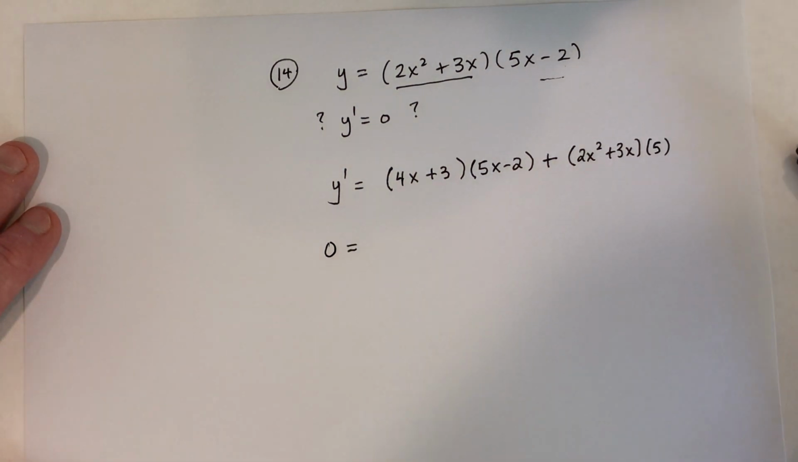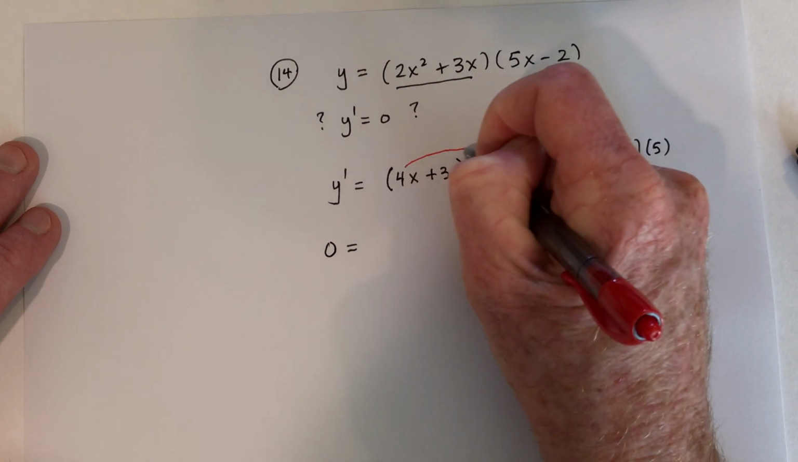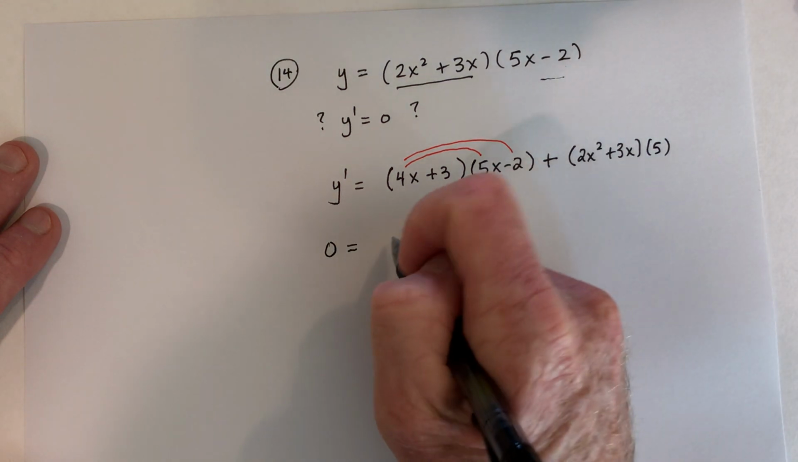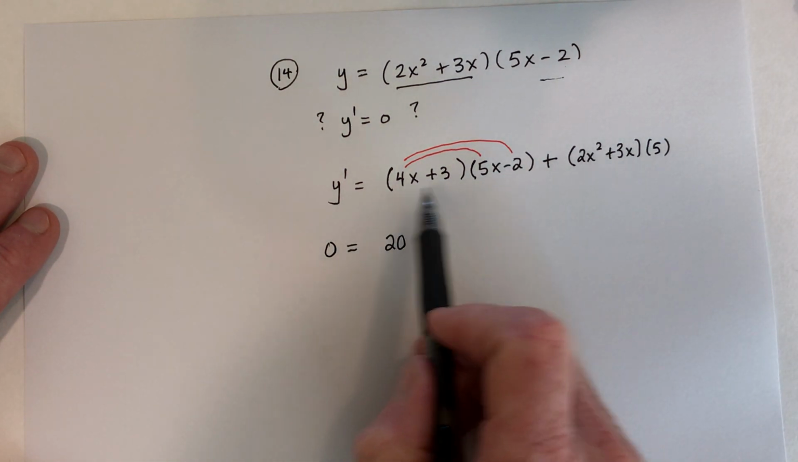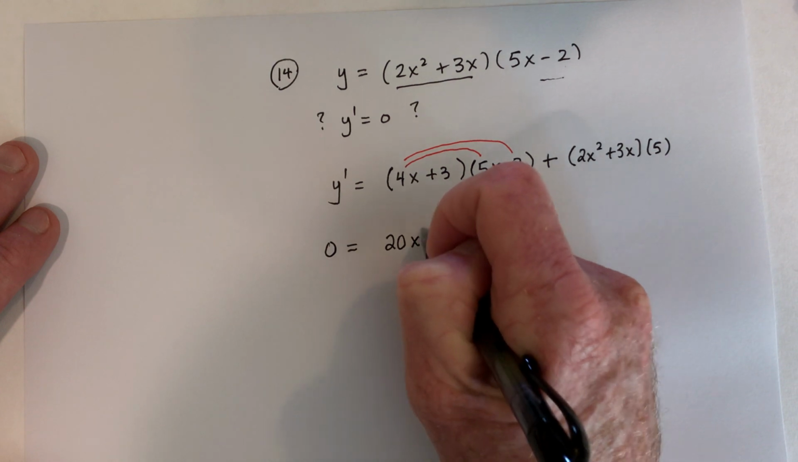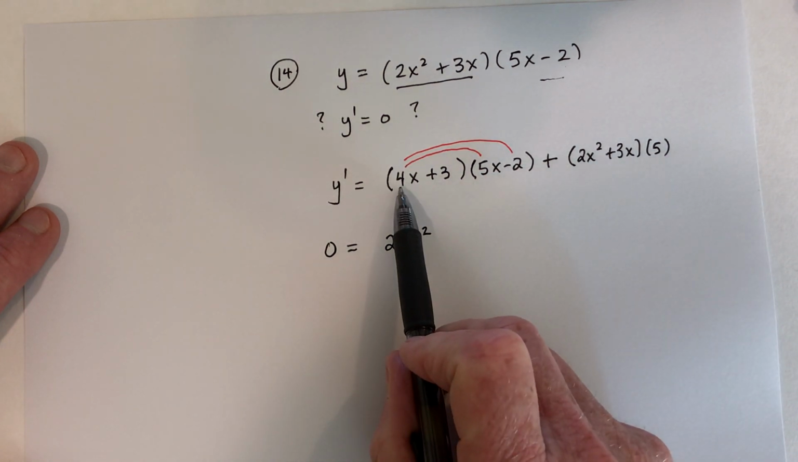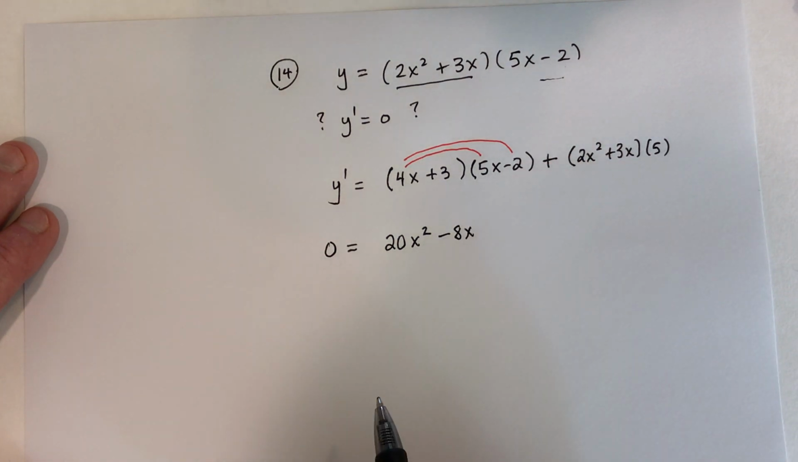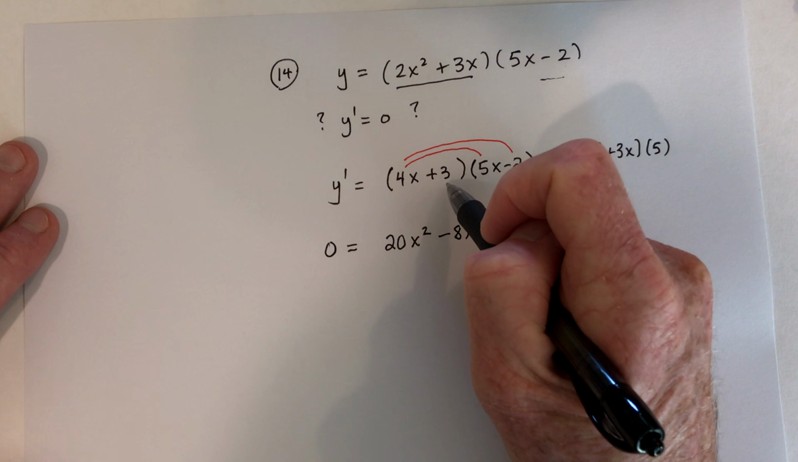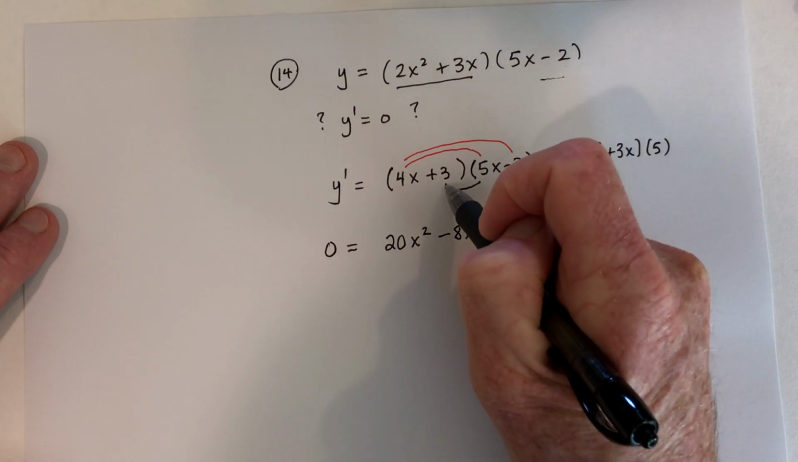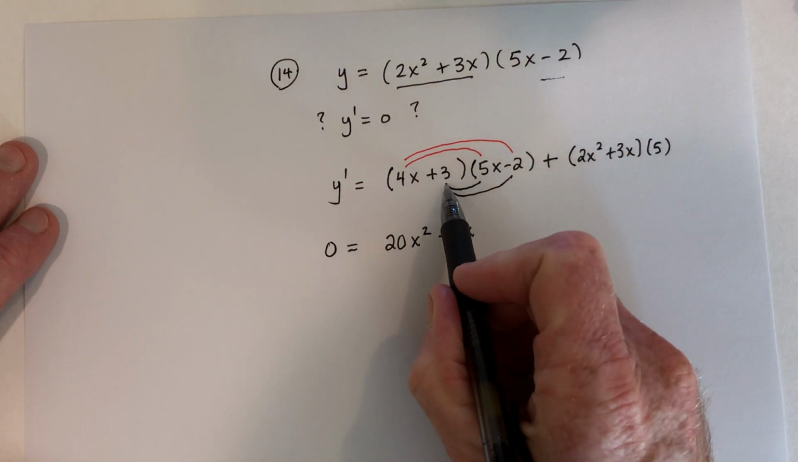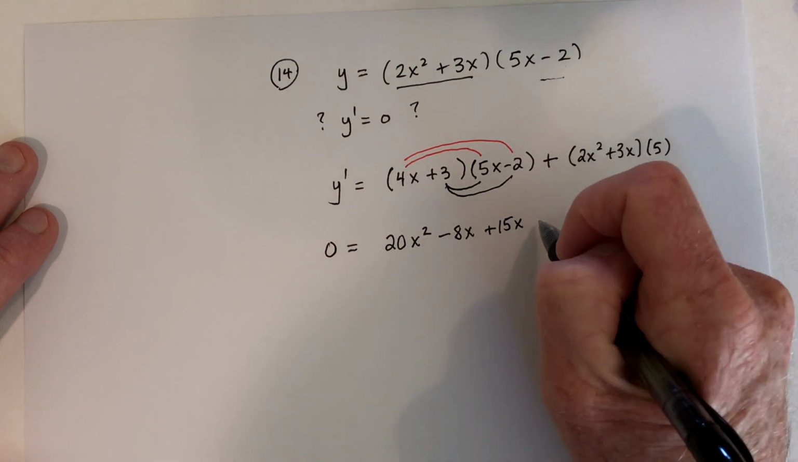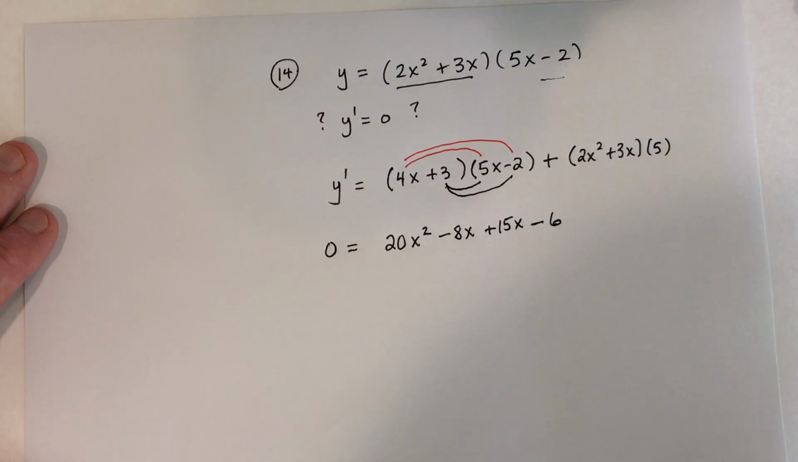So first thing I need to do is multiply this out. So distribute the 4x. So that's going to be, first of all, 4x times 5x will be 20x squared. Then a 4x times a negative 2 is minus 8x. And then distribute the 3. And this is going to be plus 15x. And 3 times a negative 2, that's a negative 6.